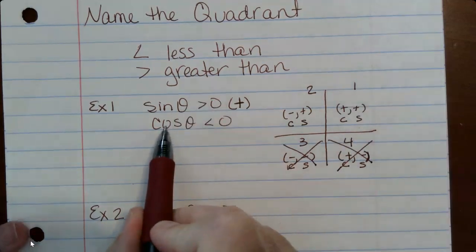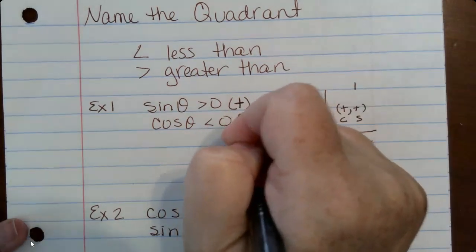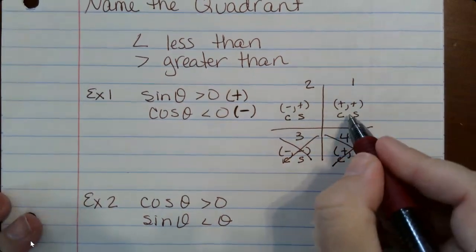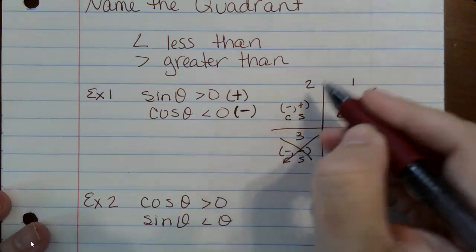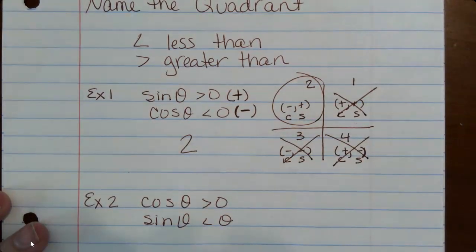Now this is saying when is cosine less than 0? So what this is saying is when is cosine negative? Well, cosine's positive in quadrant 1, but negative in quadrant 2. So my answer is in quadrant 2. Okay, let's do another one.